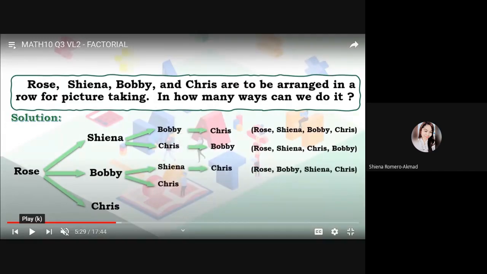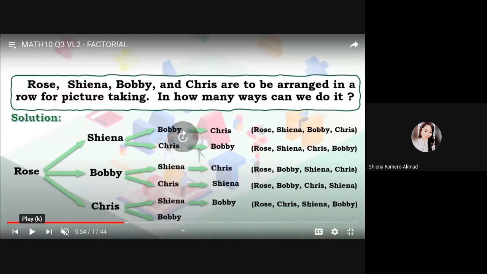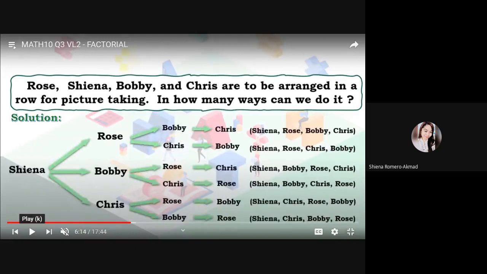Then I'll follow the same process at makakabuo tayo ng ilang arrangements. There are 6 arrangements that we formed here. And if I do the same starting with Sheena as in the first position, we'll have 6 different arrangements also. So 6 kanina, 6 ngayon, we have 12.